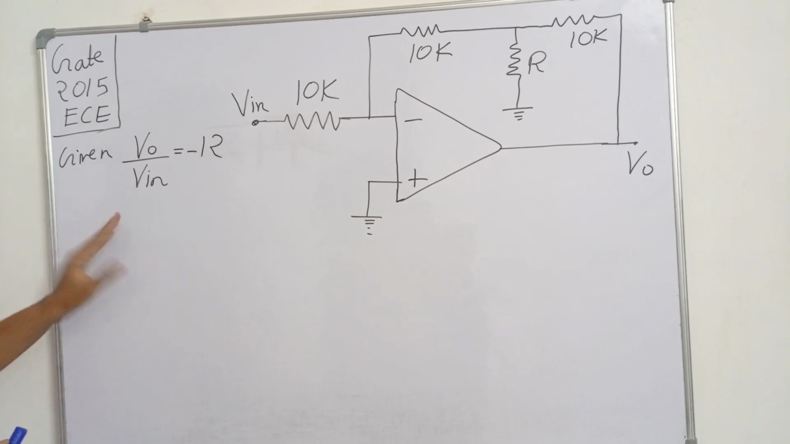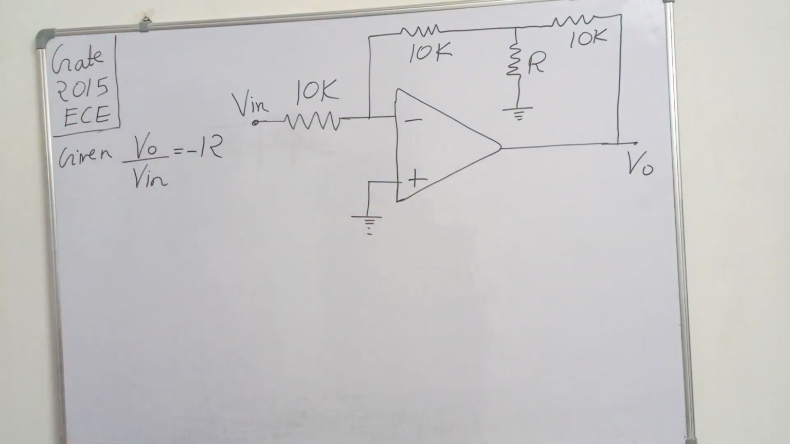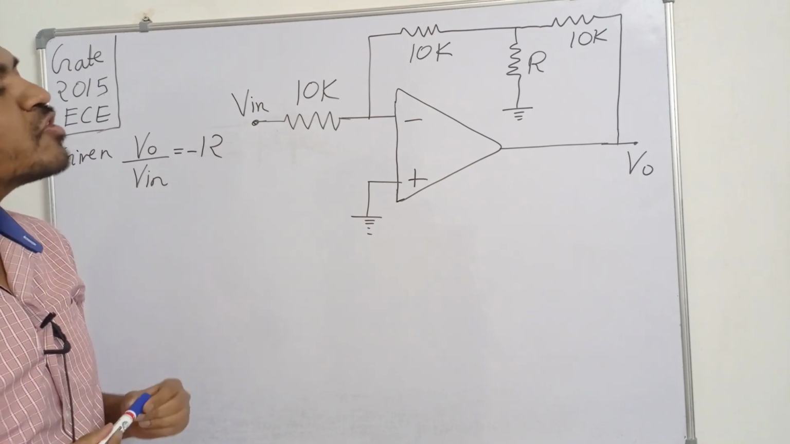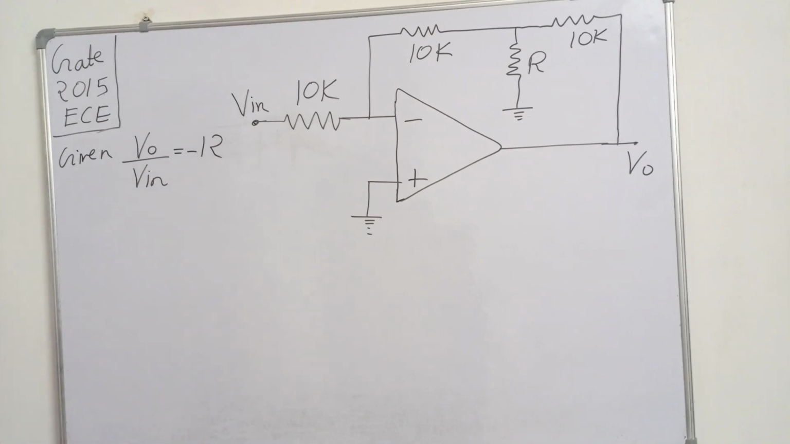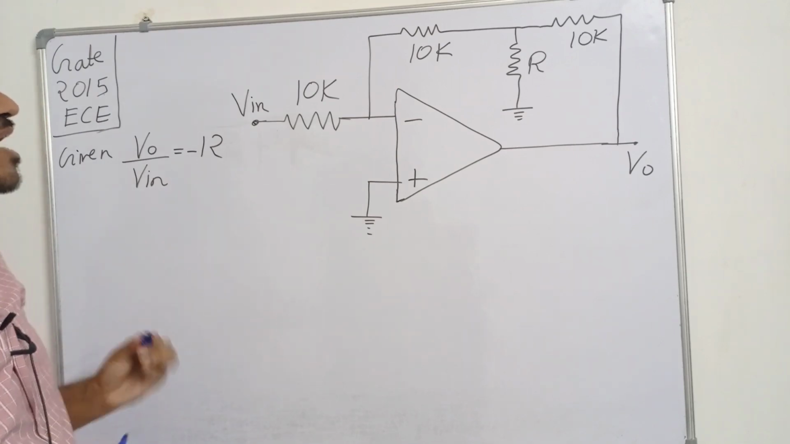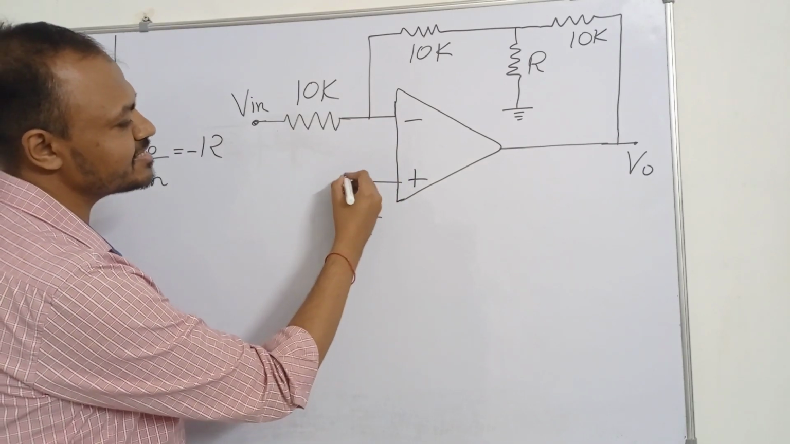And we are given the voltage gain V0 upon Vin is equal to minus 12. So we have to find the value of this resistance in kilo ohm, and this is a numerical answer type question. So we will solve this question by simple virtual ground concept and KVL, Kirchhoff's voltage law. So by virtual ground concept, this voltage is 0 volt because inverting terminal is grounded.